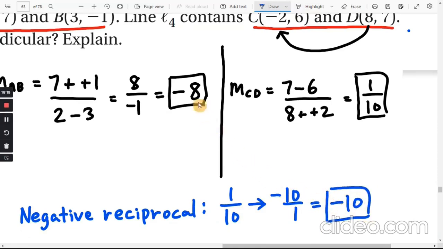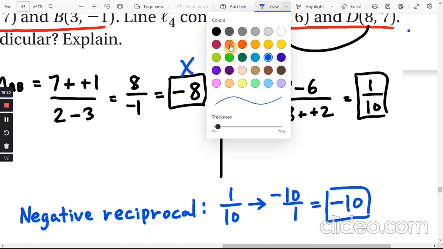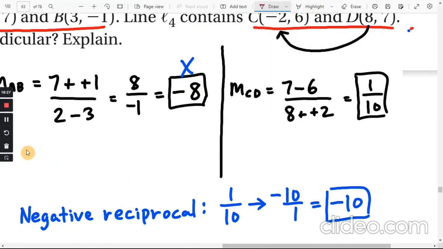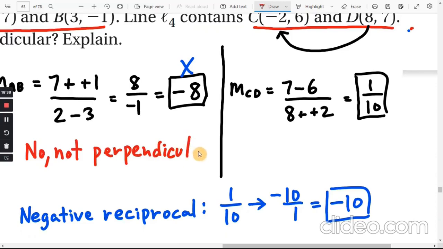Okay, does that match the other slope? No, it does not. So the answer is no. Not perpendicular. All right. So just find the 2 slopes, take the negative reciprocal of one slope, and see if it matches the other one. If not, they're not perpendicular.